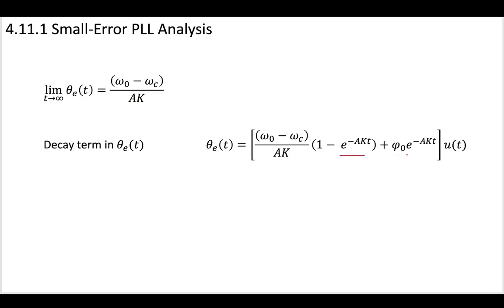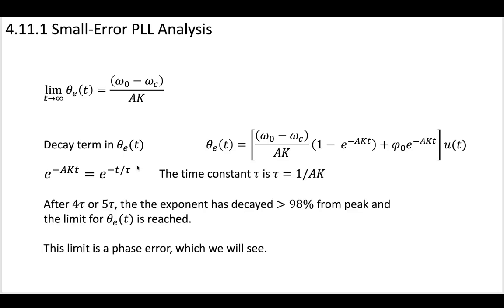So what are the decay terms in here, though? We have two decay terms, and these decay terms are e to the minus AKT. And we can write decays in a way so that we see a time constant. This is something you may have seen in some basic circuits classes, but we often write these e to the minus whatever as a decay term, where we have a time constant tau. And in this case, when we rearrange this, the time constant tau is 1 over AK.